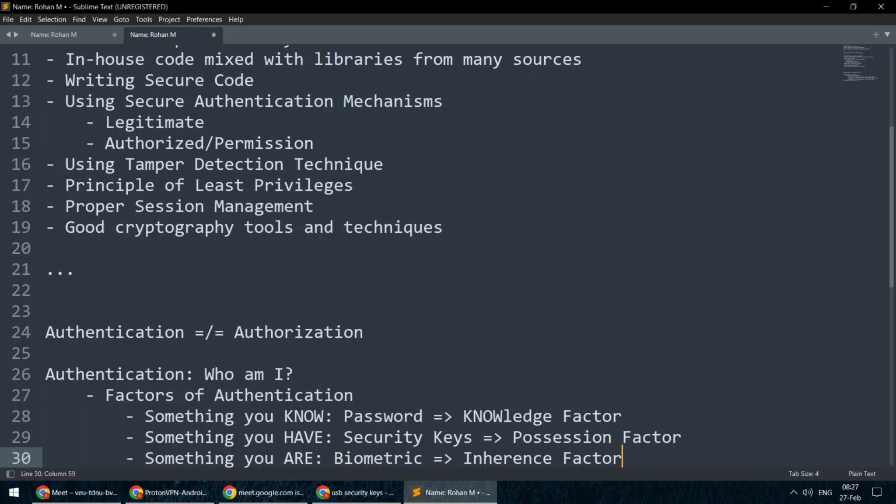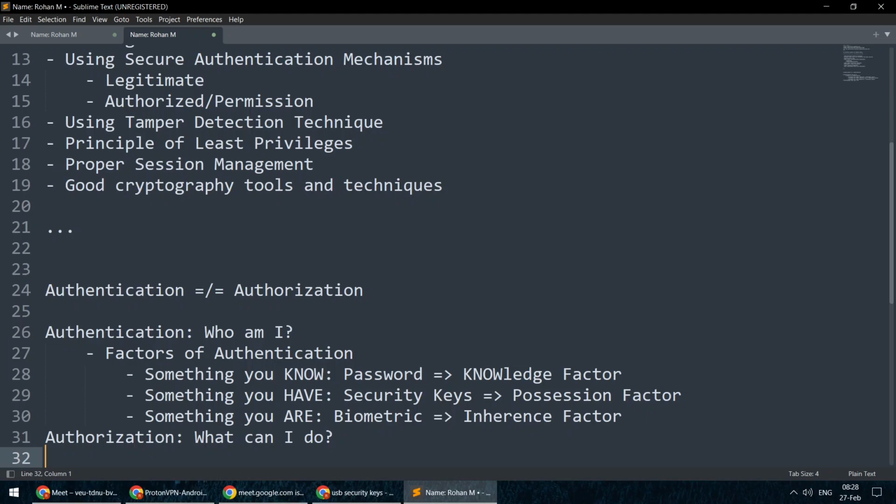When you are logging into your Google account, you enter the email ID and password. That password is the knowledge factor. Having any two of them is two factor. Having more than two of them is multi-factor. For example, you are entering the password, scanning the thumb, plugging in the security key, and then logging in. That is multi-factor. Around 75% of the people are using single factor. Around 24% of the people are using two factor. Less than 1% people are using multi-factor. So that is authentication, factors of authentication.